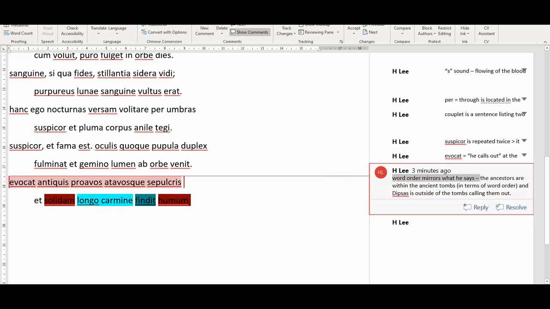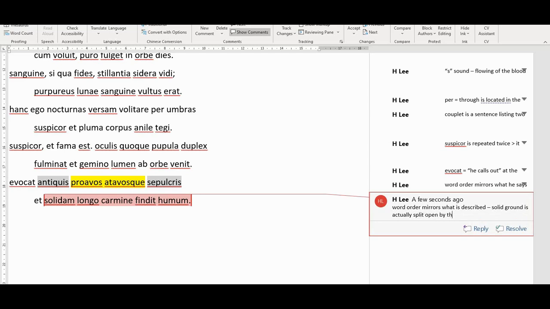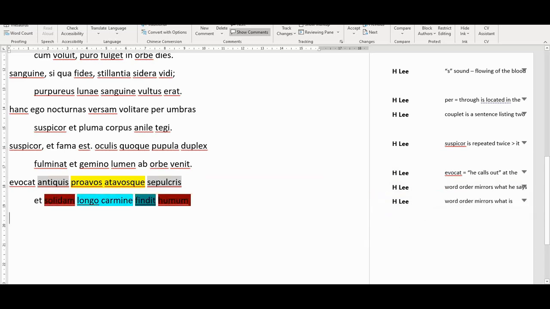The word order mirrors what is described. Solid ground is actually split open by her long spell, as the word order suggests. Now partly it's about making it vivid, but partly by having it in that order, it reinforces the idea as well that she can do that, and I think that's what makes it quite striking.